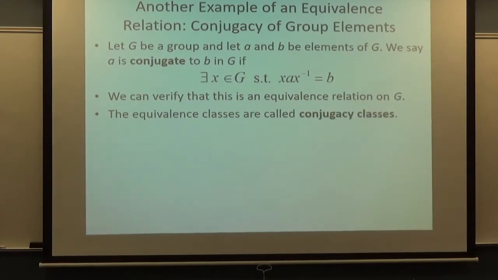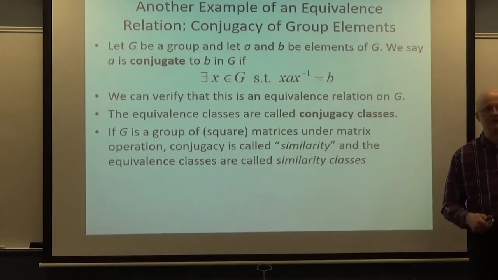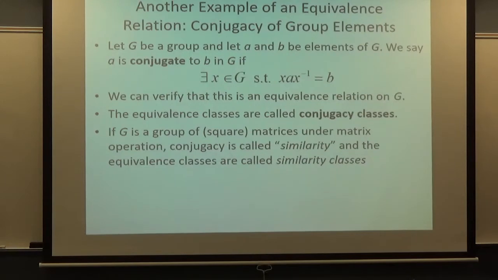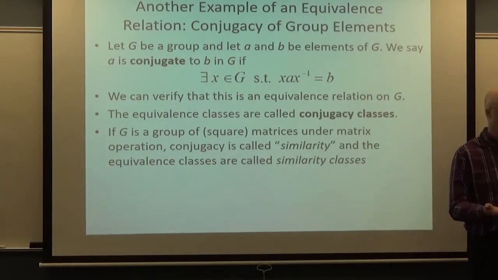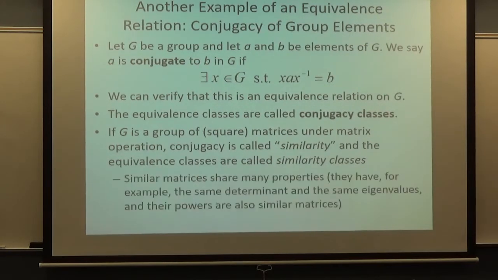Since we're using the word conjugate, the equivalence classes are called conjugacy classes. And I should also remind you from linear algebra, which I think is always a good thing to do, that for a group of square matrices under matrix multiplication, for example, the kind of group we talked about where the determinant was non-zero, the general linear group, conjugacy has actually got a different name. It's called similarity. And the equivalence classes are called similarity classes rather than conjugacy classes. We've got a bunch of different names for the same concept here. And it's a pretty important idea in linear algebra.